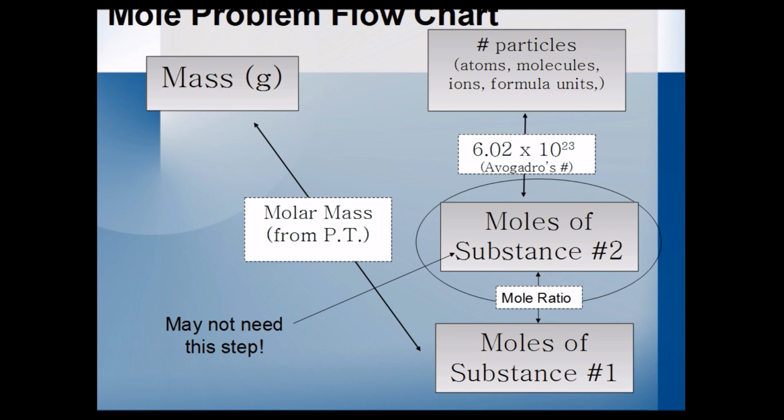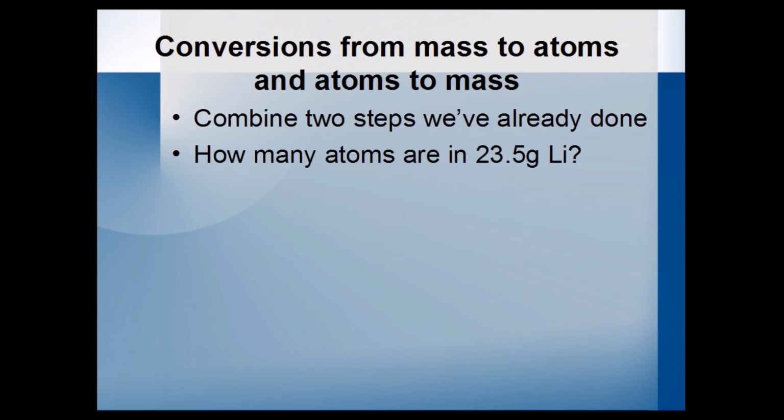So you could have a mass problem. You would use molar mass to get to the moles of substance 1. If you were using particles, so atoms, molecules, ions, formula units, anything like that, you would use Avogadro's number, the 6.02 times 10 to the 23rd, to get to your moles. The thing we're going to learn today is a mole ratio. Okay, and so that's right here in your little flowchart. So conversions from mass to atoms, and then atoms to mass. Basically, we're going to combine the 2 steps that we've already learned into a 2-step problem.